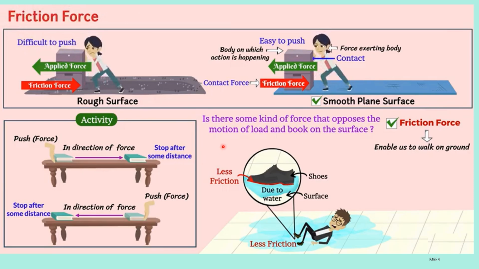Is there some kind of force that opposes the motion of the load or book on the surface? Yes, that is the frictional force. Frictional force is nothing but an opposing force. It will restrict the motion of the body.